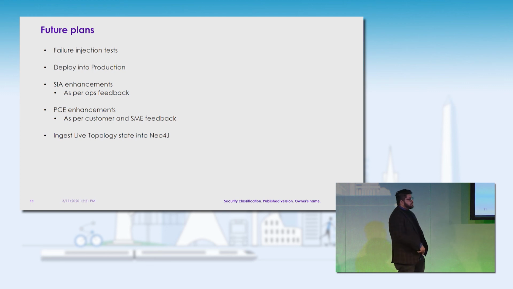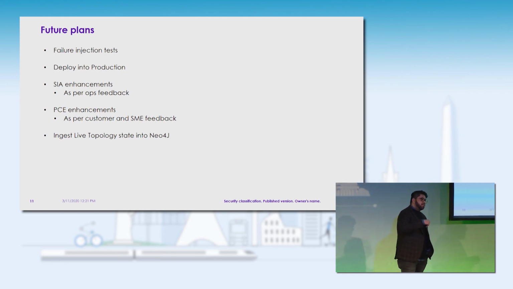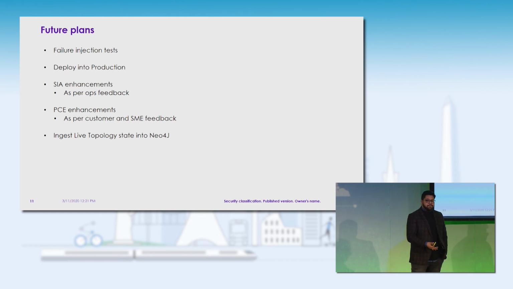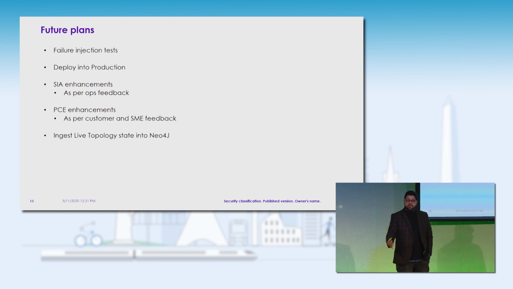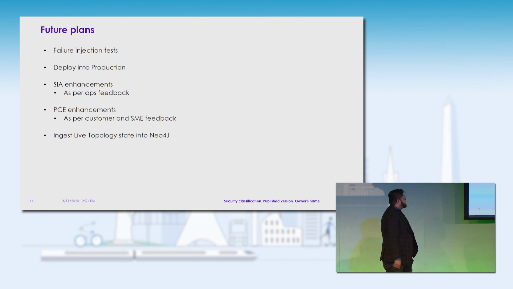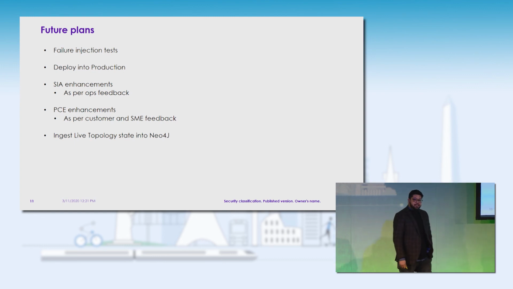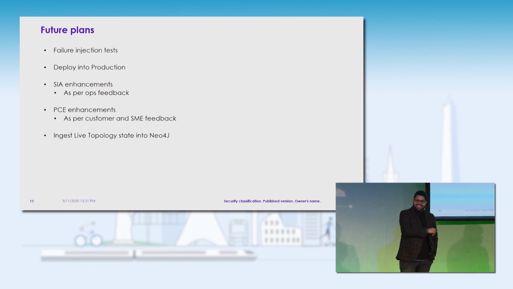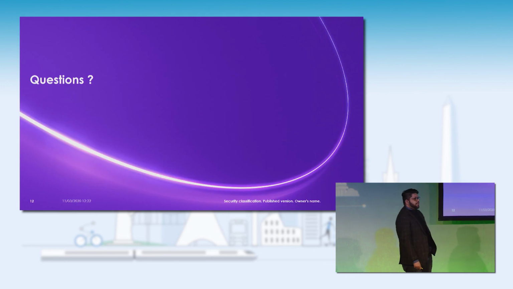We want to enhance the SIA and PCE. And there are many use cases that we have in mind, microservices that we want to build on top of Graph to provide more functionality. Planned engineering works analysis, what-if scenarios, etc., can all be built on top of this. Finally, we want to ingest live topology state into Neo4j and probably upgrade to version 4.0. And yeah, that's everything. So if you have any questions.